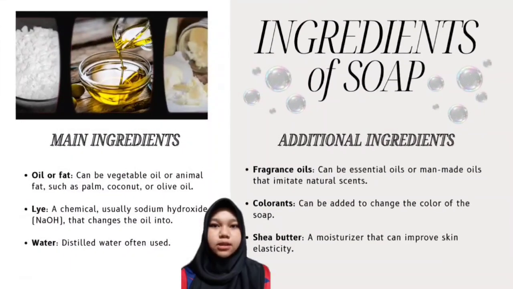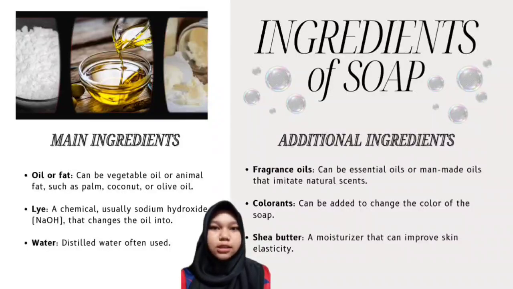Moving to the next part, here I will tell you about the ingredients in soap. Soap has main ingredients and additional ingredients. The first main ingredient is oil or fat. It can be vegetable oil or animal fats, such as palm, coconut, and olive oil. The second one is lye. It's a chemical, usually sodium hydroxide, that changes the oil into soap. And the last one is water, or to be more specific, distilled water.